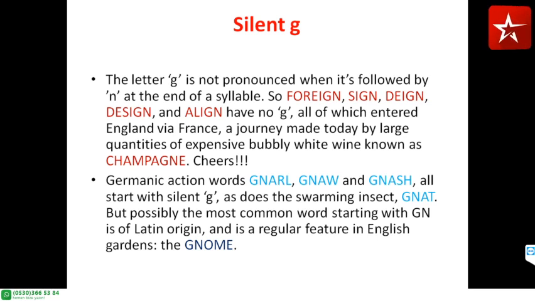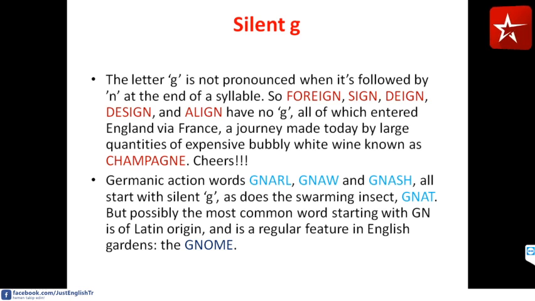Okay, let's continue with silent G. The letter G is not pronounced when it is followed by N at the end of a syllable. For example, foreign, like foreign teacher. Yes, I am a foreign teacher. We don't pronounce it like S or J, foreign.